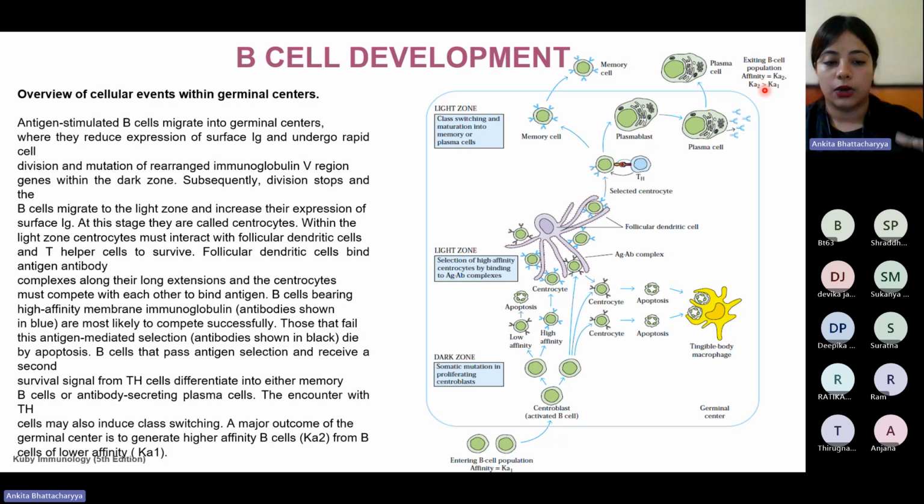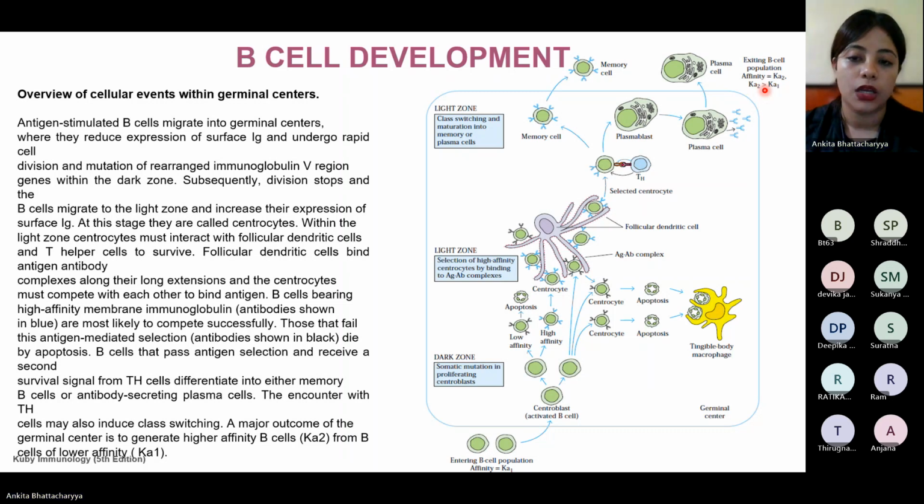So I hope it is clear what is the objective of B cell development, what is the objective of going through this entire process. So now you have antibodies with very high affinity, which will be able to bind quickly and strongly with the antigen and will be able to clear it off as soon as possible.